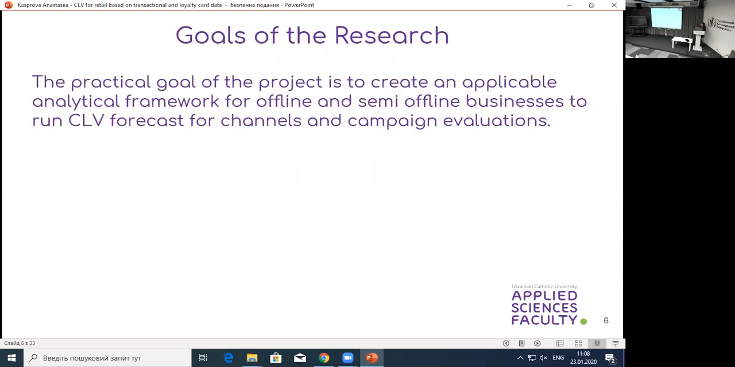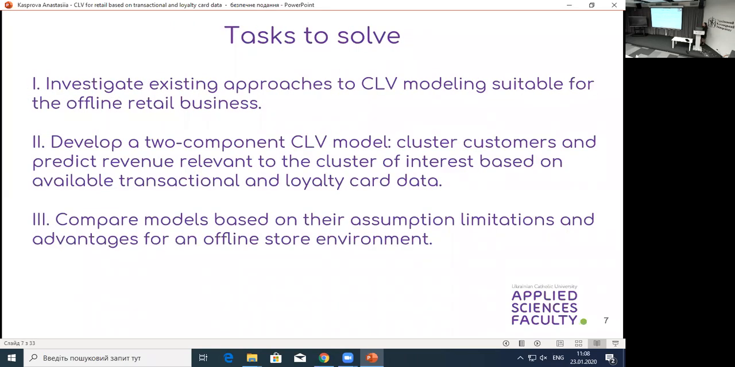So the practical goal of the project is to create an applicable analytical framework for offline and semi-offline businesses to run CLV forecast for channels and campaign evaluation. And to reach this goal, we have to solve three tasks. First, investigate existing approaches to CLV modeling suitable for offline retail businesses. Then develop two-component CLV model, cluster customers, and predict revenue relevant to the cluster of interest based on available transactional and loyalty card data. And after that, we compile models based on the assumption limitations and advantages for offline store environment.